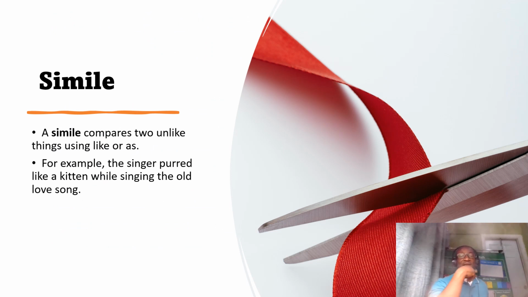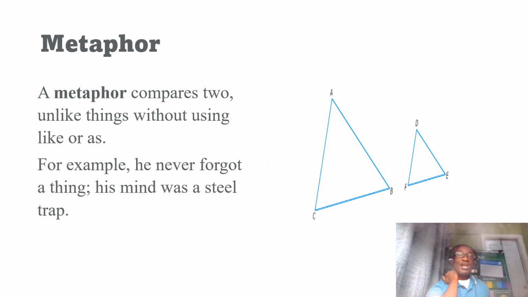Simile. A simile compares two unlike things using like or as. For example, the singer purred like a kitten while singing the old love song. Metaphor. A metaphor compares two unlike things without using like or as. For example, he never forgot a thing. His mind was a steel trap.